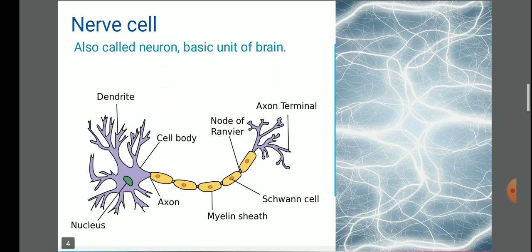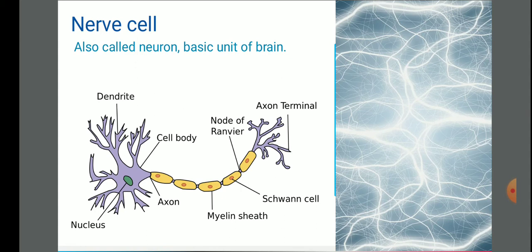First, let's go with the nerve cell. It's also called a neuron and is the basic unit of the brain. As you can see in the picture, there are different parts to it. There's a dendritic nucleus and cell body region, and there's a long tail-like region called the axon with its axon terminals, node of Ranvier, Schwann cells, myelin sheath. These are all the things found on the nerve cell. There are even more, but for this class it's not really needed. Even the entire classification is not needed, just for understanding purposes.